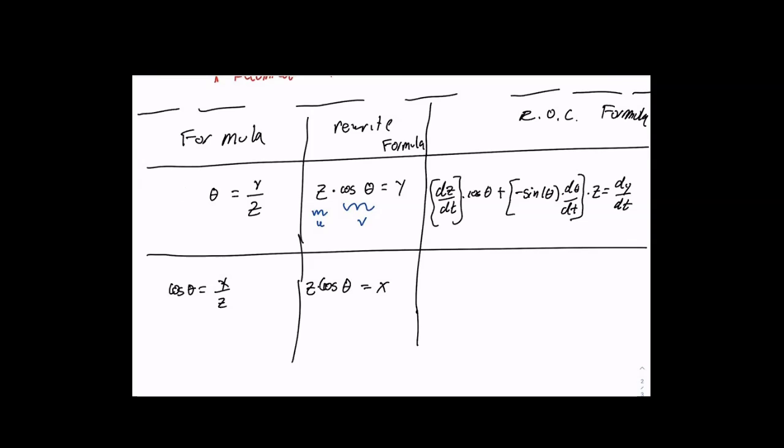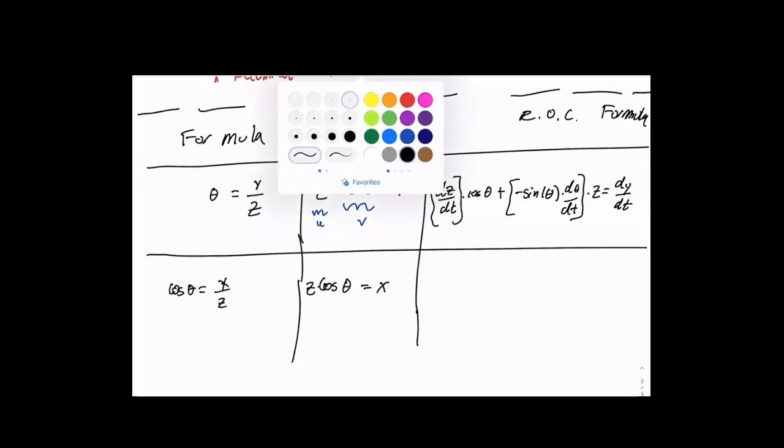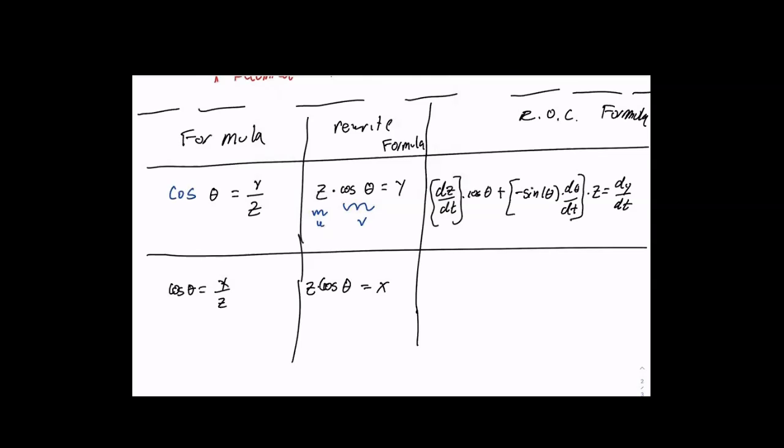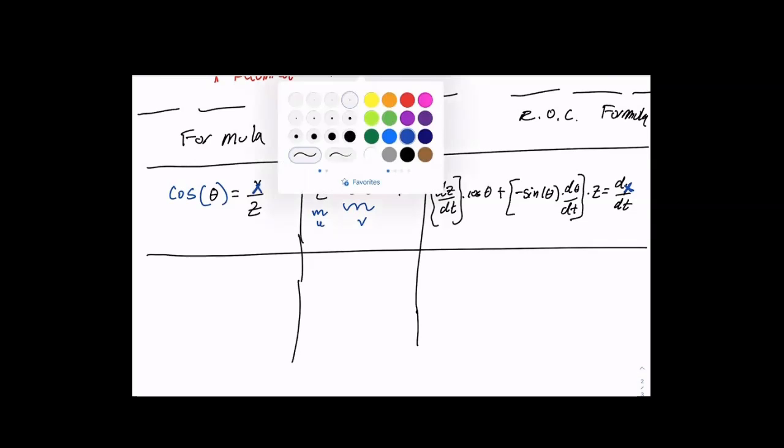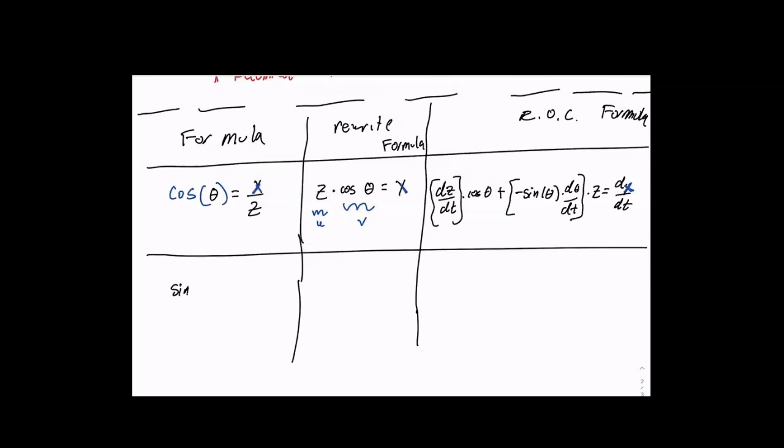This one should be cosine theta, and that should be an x right there. So that's an x, and then that's an x. Sorry about that. When I went to the next line, I changed the sine to a cosine. I don't even know why. So now we'll do the sine of theta equals y over z.